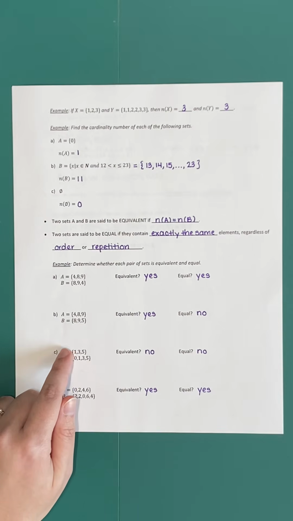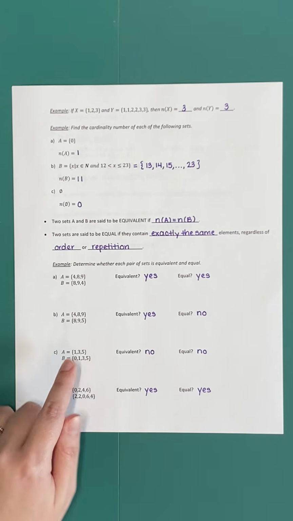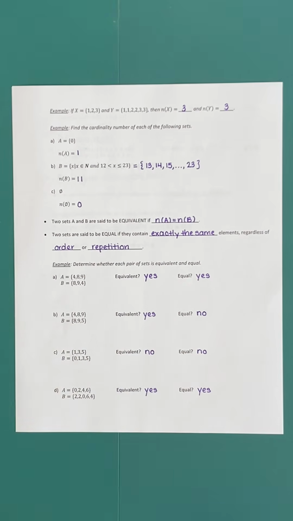So its cardinal number is 4. So a cardinal number of 3, a cardinal number of 4. These two sets have different numbers of items, so they are not equivalent. Now, if your sets are not equivalent, automatically you can say they're not equal. Equivalence is required for equality. So if they're not equivalent, they can't be equal. It can go the other way, but it can't go that way.